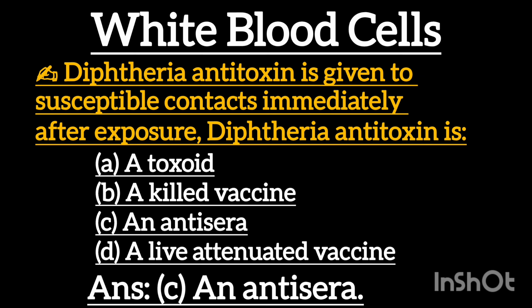Next one: diphtheria antitoxin is given to susceptible contacts immediately after exposure. Diphtheria antitoxin is? Option A, a toxoid. Option B, a killed vaccine. Option C, an antisera. Option D, a live attenuated vaccine. Correct answer is option C, an antisera.